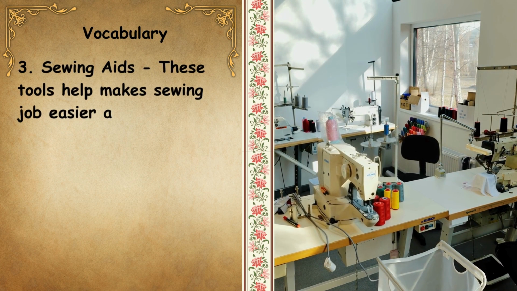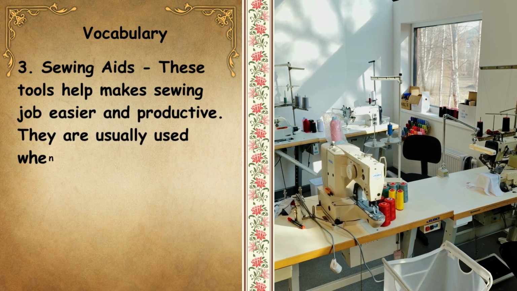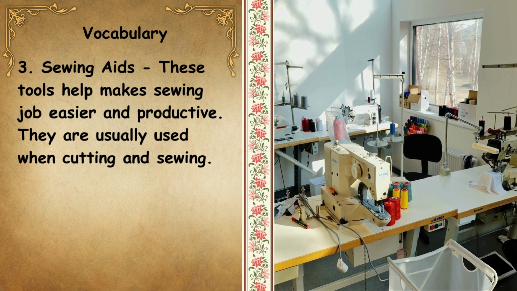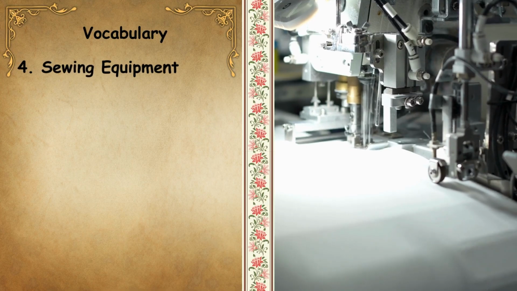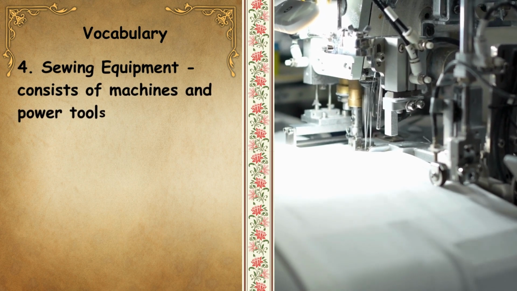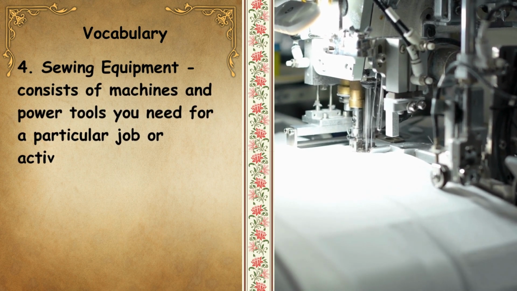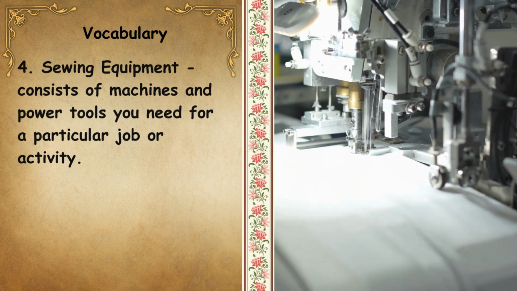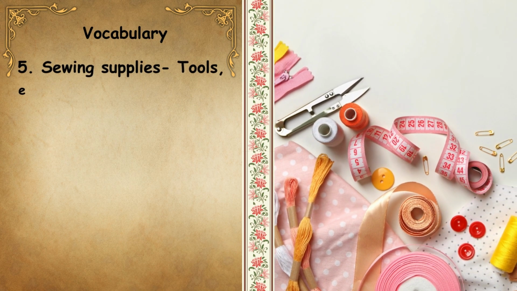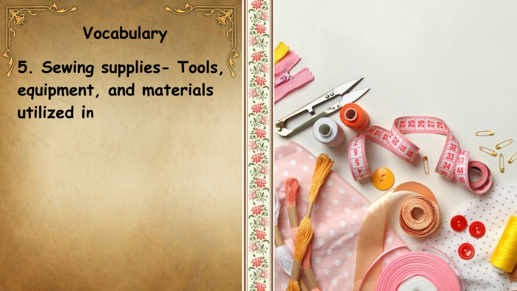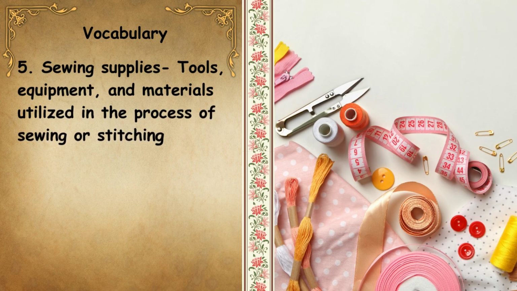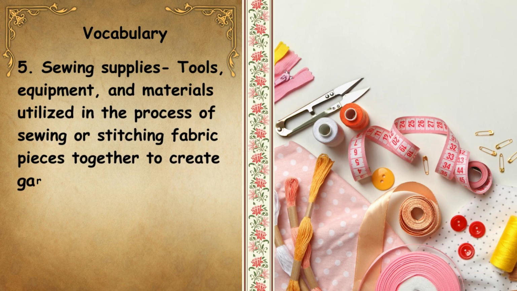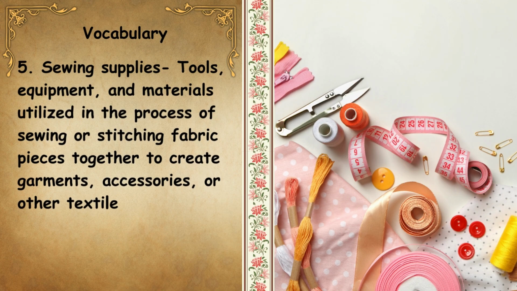These tools help make sewing job easier and productive. They are usually used when cutting and sewing. 4. Sewing equipment. It consists of machines and power tools you need for a particular job or activity. 5. Sewing supplies. These are tools, equipment, and materials utilized in the process of sewing or stitching fabric pieces together to create garments, accessories, or other textile items.